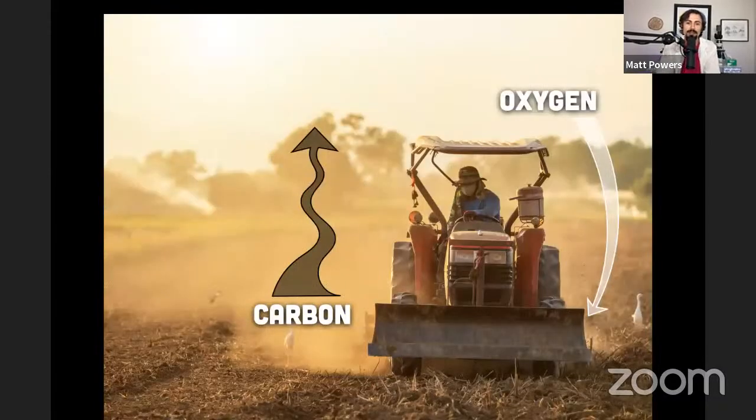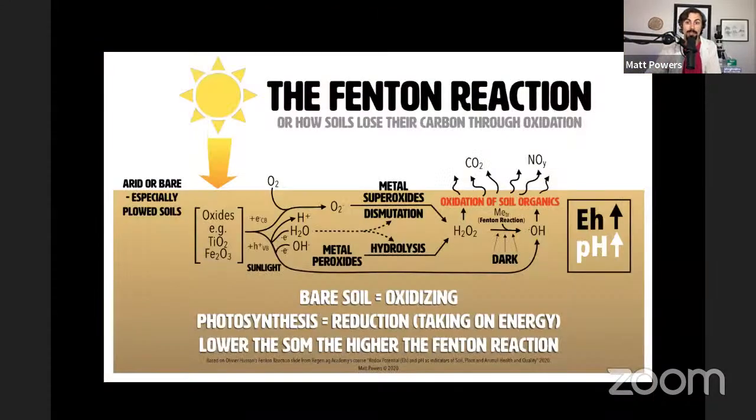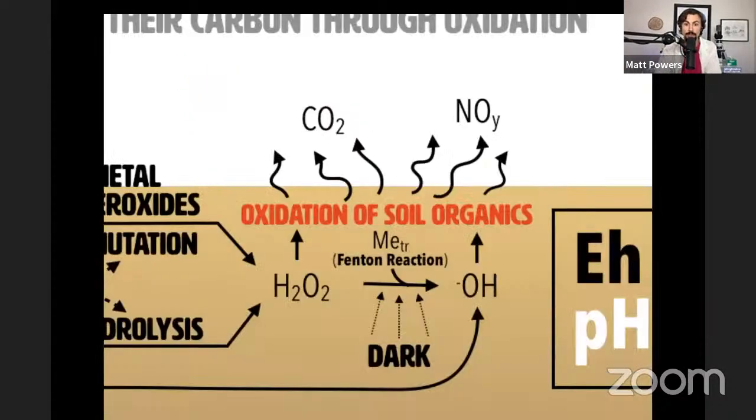So when we till, the carbon, the dust, that's the carbon and the silt and the minerals. And then the oxygen is actually bonding with the soil. So the oxygen is going into the soil. You're aerating the soil. Aerate, oxygen. Oh, no. And we're oxidizing the soil too, which is removing the energy. So the Fenton reaction is happening. Let's zoom in on this. Oxidation of soil organics. There's the carbon, there's the nitrogen. Dang. It's gone. There's the energy. There's the fertility.